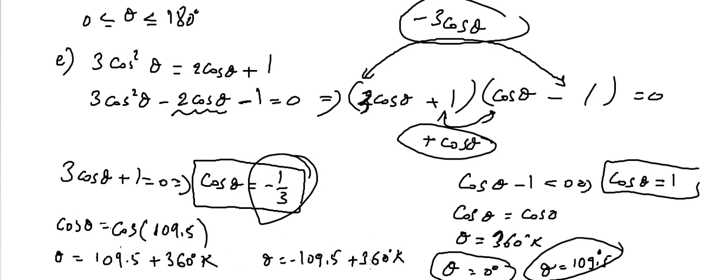Over here, K is 0 gives me negative. K is 1 gives me 360 degrees minus 109, it will be more than 180. So these are the only possible values.